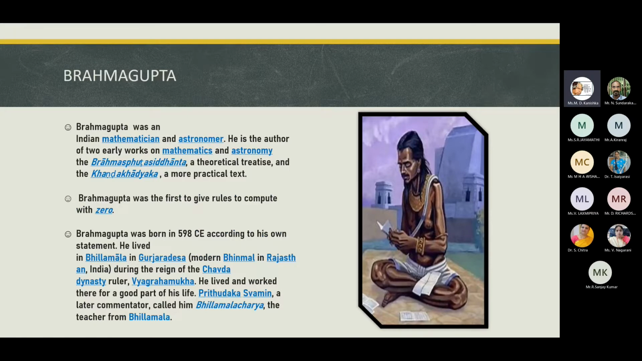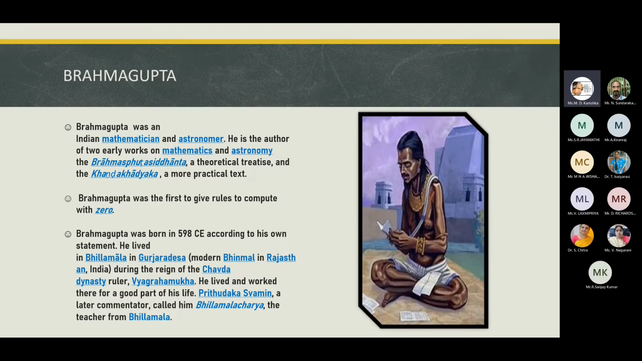Brahmagupta. Brahmagupta was an Indian mathematician and astronomer. He is the author of 2 early works on mathematics and astronomy: Brahmasphutasiddhanta, a theoretical treatise, and Khandakhadyaka, a practical text. Brahmagupta was the first to give rules to compute with 0.